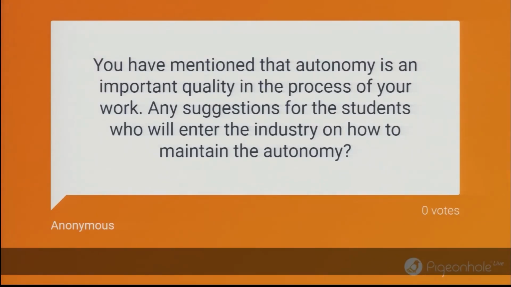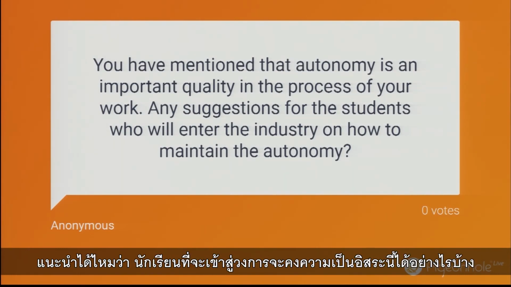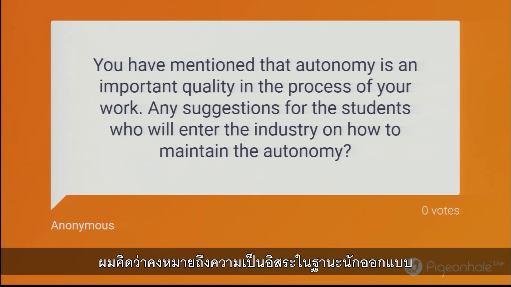You have mentioned that autonomy is an important quality in the process of your work. Any suggestions for the students who will enter the industry on how to maintain their autonomy? Yeah, that's the autonomy of the designer, I suppose.